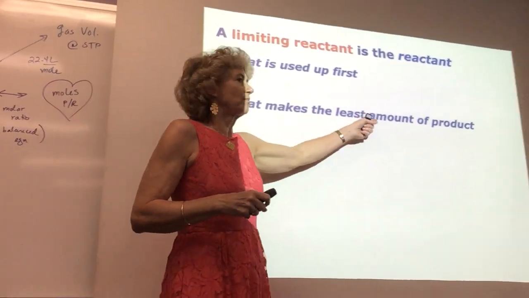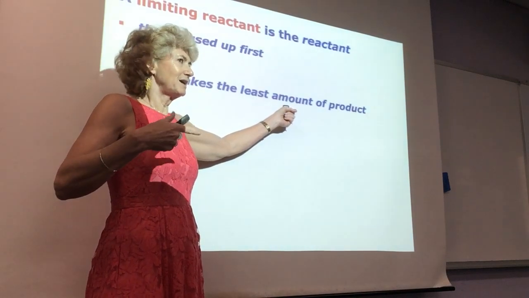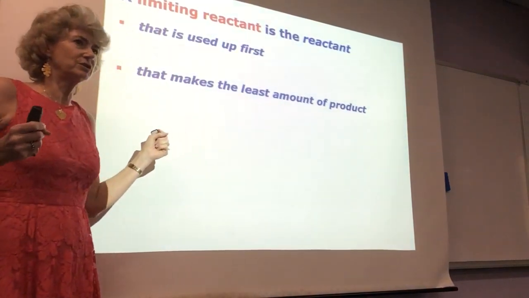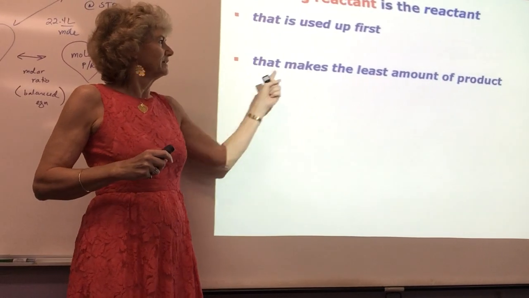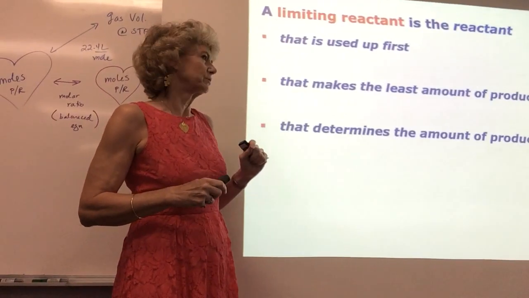It makes the least amount of product. We still have crackers and marshmallows, but we can't make any more s'mores because we're out of Hershey bars. It makes the least amount of product. That we're going to exploit as method three. I'll show you what that is in a moment.